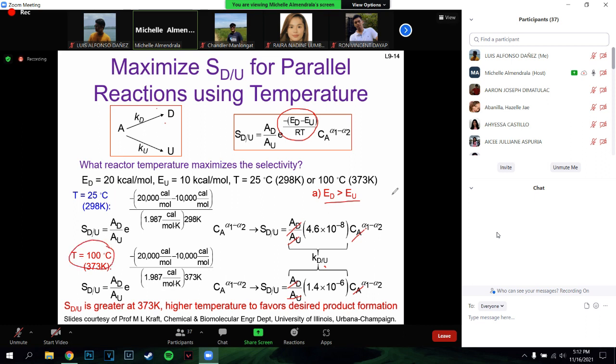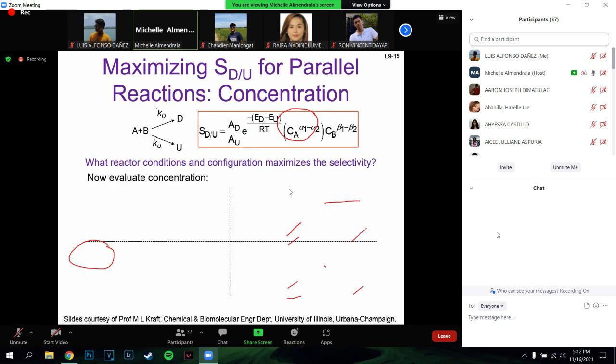So you can see as an example, this is what you have done in your Kinetics 1, correct? This is just a review of what you have done in your multiple reaction discussion in Kinetics 1. So, maximizing selectivity for parallel reactions through concentration. Now, what reactor condition and configuration maximizes the selectivity? Now evaluate concentration this time. Let me do it quick.